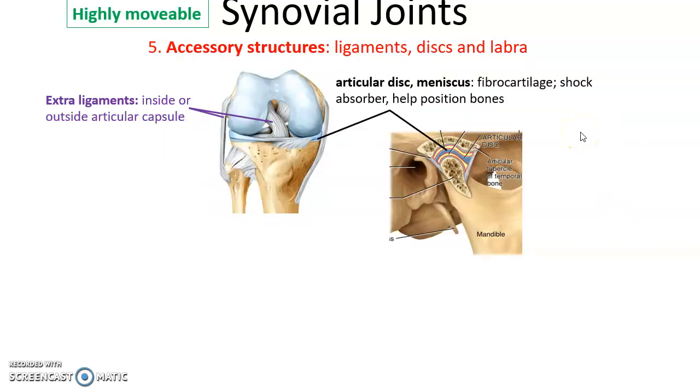There are some accessory structures. These structures are in some synovial joints, but not all synovial joints. So some synovial joints have extra ligaments, either inside the articular capsule or outside of it. Some joints have articular discs of fibrocartilage to help hold and line up the bones and also absorb shock. Sometimes these articular discs are only halves, and then they're called a meniscus. So the knee joint has two menisci.